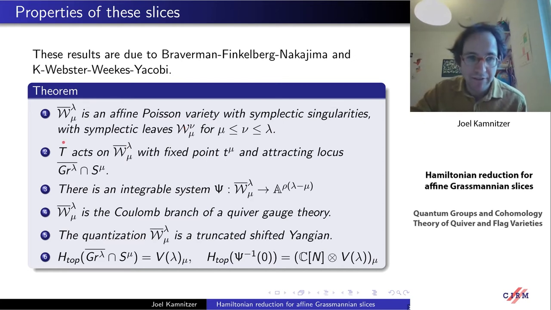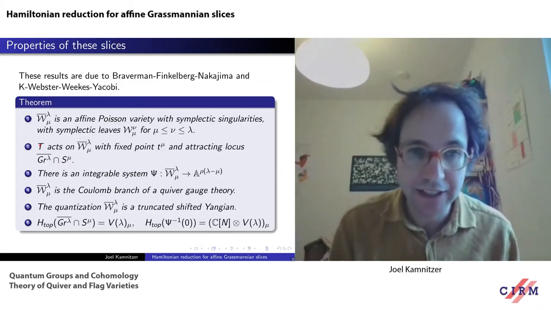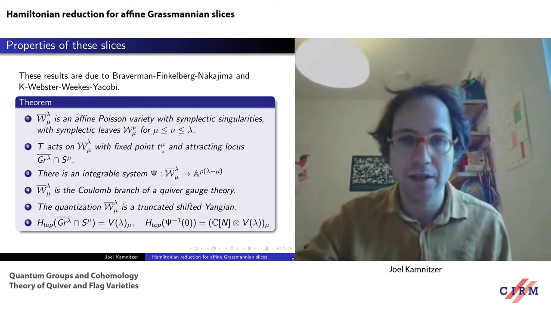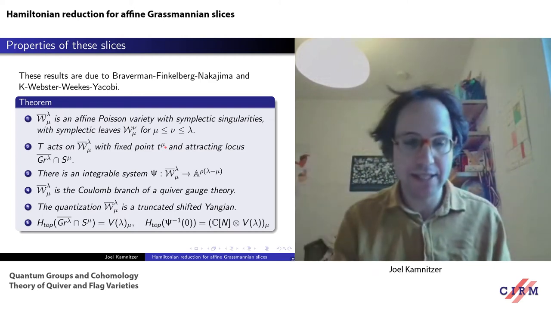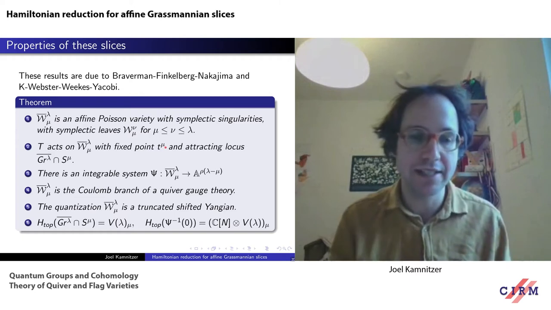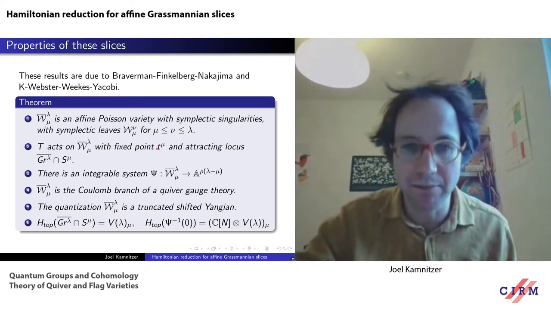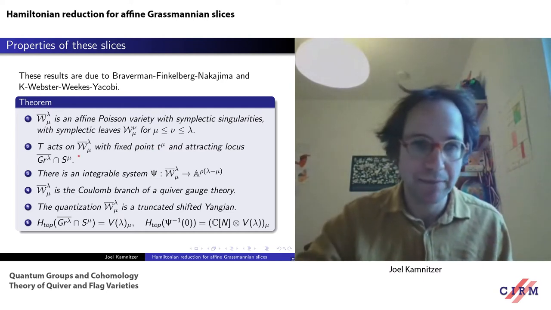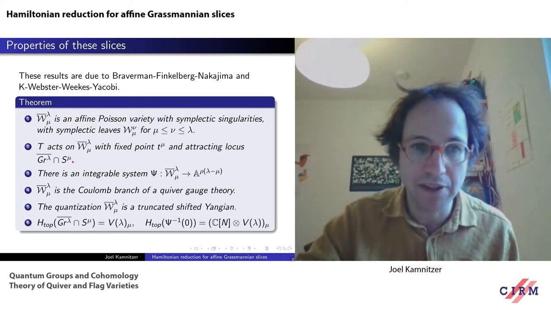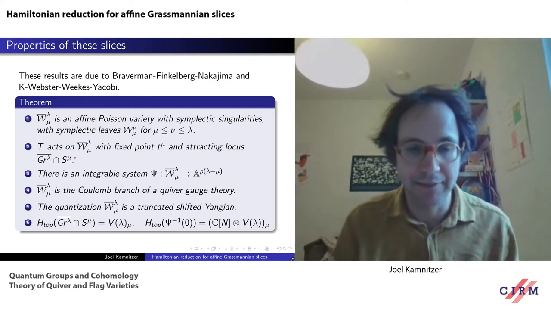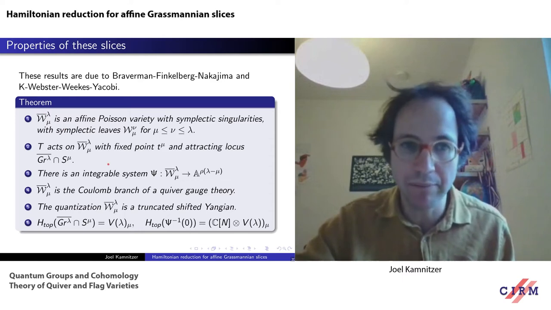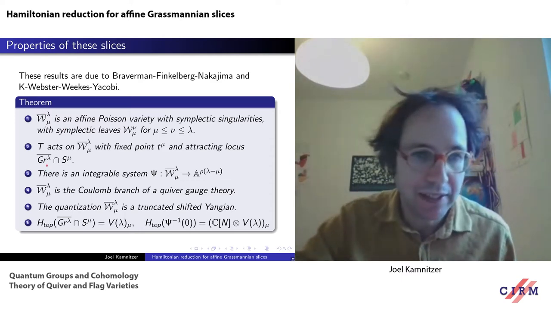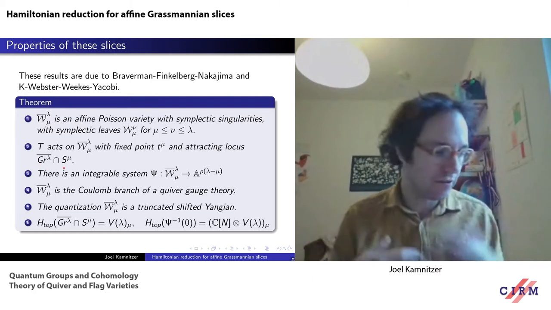I have a torus action on my affine Grassmannian, which just comes from the torus inside of G. I mentioned before that the fixed points of this action in the affine Grassmannian are those special points T mu, labeled by the coweights of G. This action only has a single fixed point inside the affine Grassmannian slice W lambda mu, namely T mu. And the attracting set for that action is this intersection of Gr lambda bar with the semi-infinite orbit.